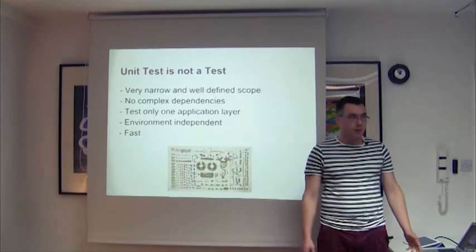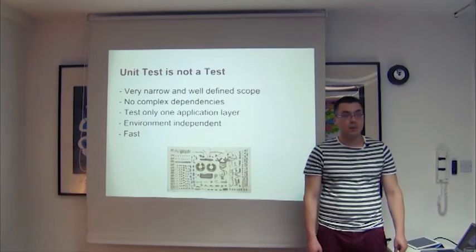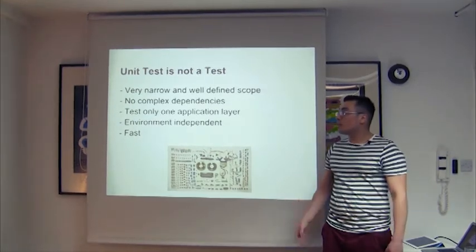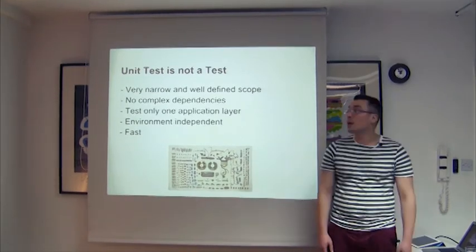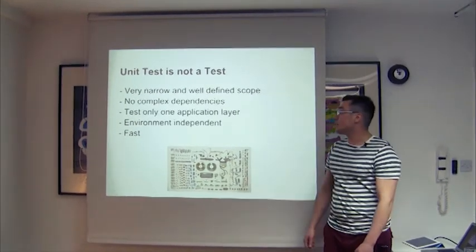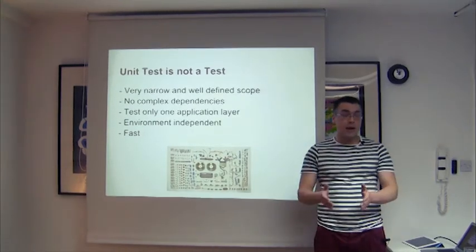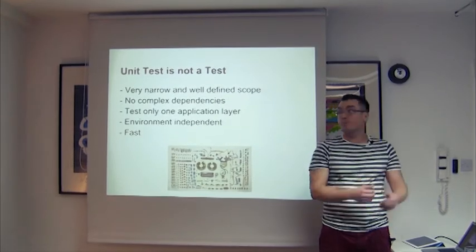I think it happened to anybody who started with unit testing. It happened to me, and I know it happened to some other people. But there are some very strict rules which define what is a unit test and what isn't. And the first rule is a very narrow and well-defined scope. So you test just one particular thing in your system.